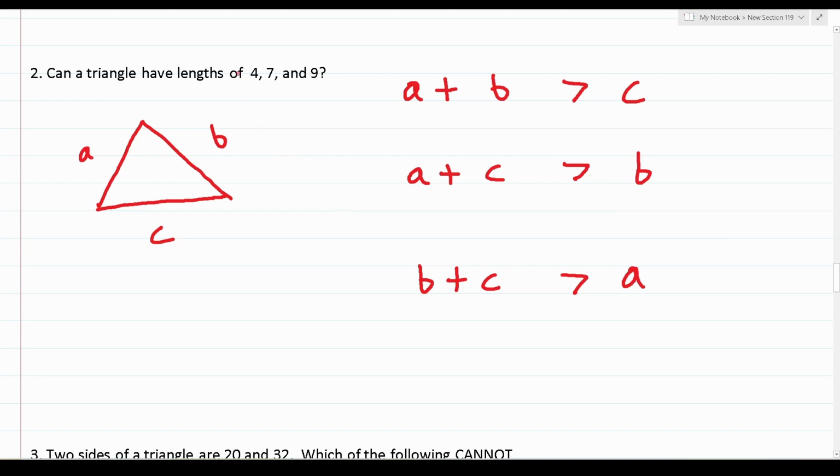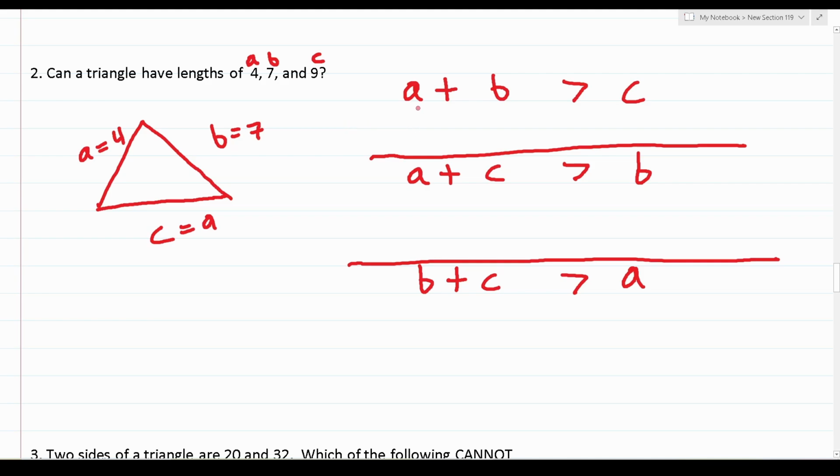So let's go ahead and label these accordingly. Let's call A 4, B 7, and C 9. So A is 4, B is 7, and C is 9. So let's check these conditions, and I'm going to separate these with bars so it's a little bit easier to see. What is A? It's 4. What is B? It's 7. And what is C? It's 9. Well, what is 4 plus 7? That's 7, 8, 9, 10, 11. Is 11 greater than 9? It is. This is a true statement. So we've passed this test right here.